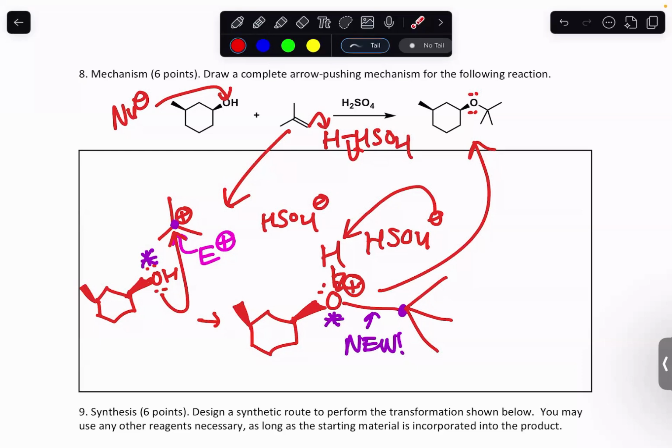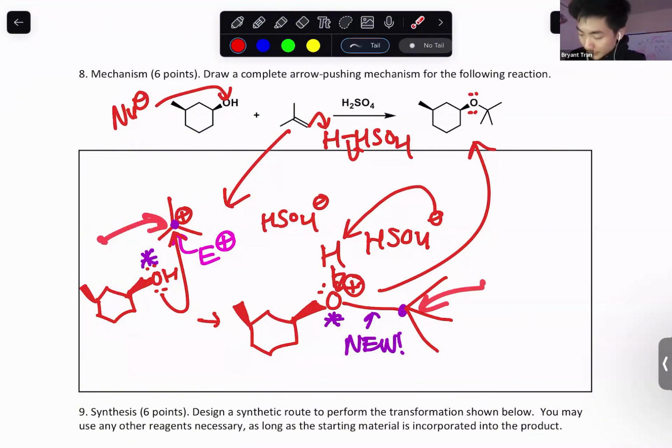Yeah, how come it became like a full new bond again? Because it's like 4 carbons now instead of 3 from the other thing. Oh, for this carbon right here? Yeah. Yeah, so that carbon right there is this carbon right here, which only had 3 bonds.